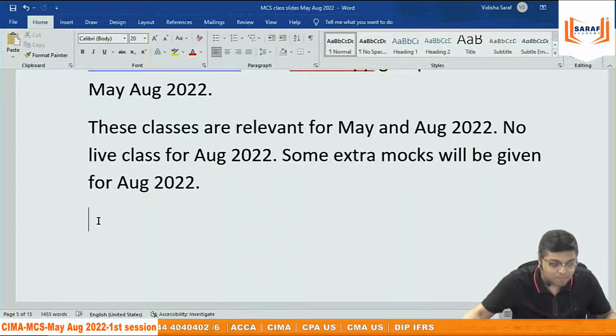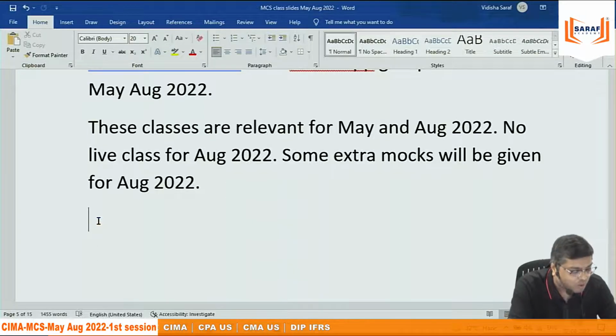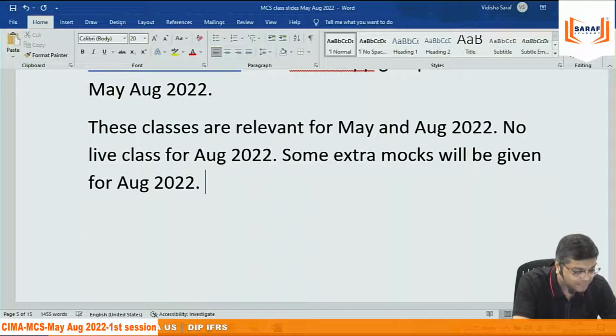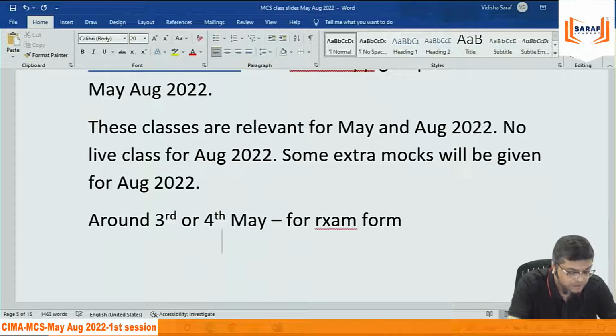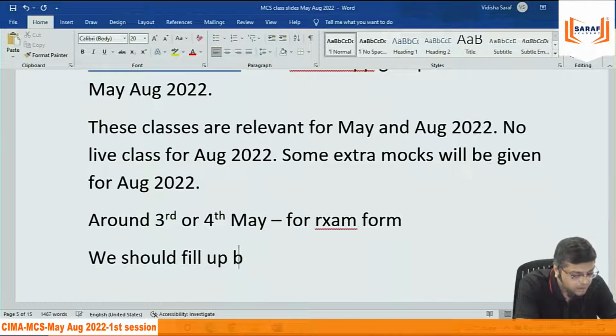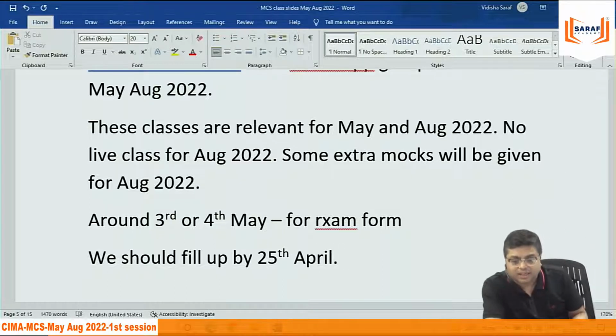I will say that yes, this is an important thing. Normally they will allow you to fill the exam form, I don't know exactly, around I think 3rd or 4th May. You can fill up the exam form, but I will say we should fill up by 25th April. एक बार 15-20 दिन पढ़ लेते हैं, थोड़ा फील ले आते हैं. By 25th April, we should fill up the exam form. Aarti cannot fill up the exam form till the time she doesn't complete E2, P2, F2 assignments.